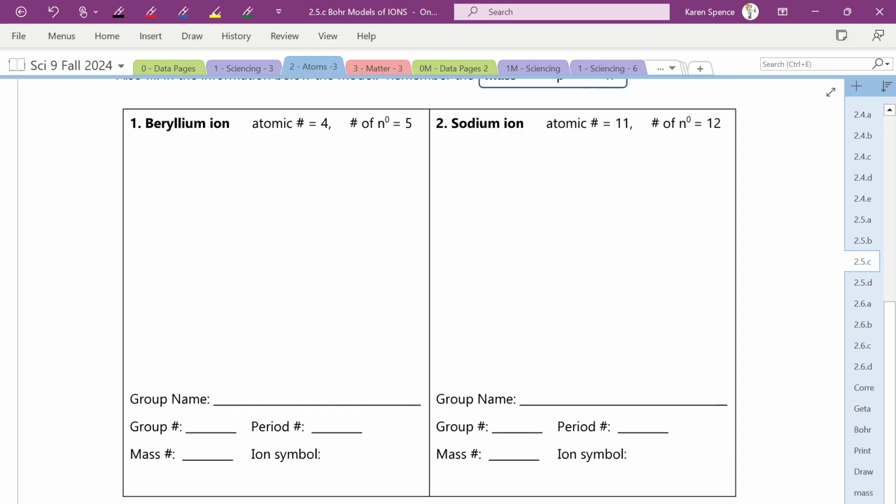Alright. Now, what we're gonna do is we're gonna start with our nucleus and we're gonna put 4 protons. Not yet. We also need to put the neutrons in the nucleus. So there are 5.